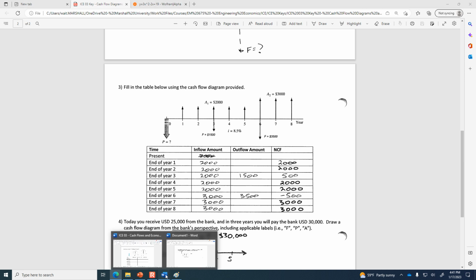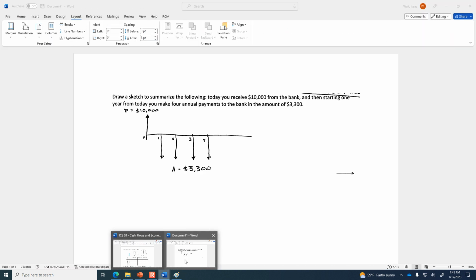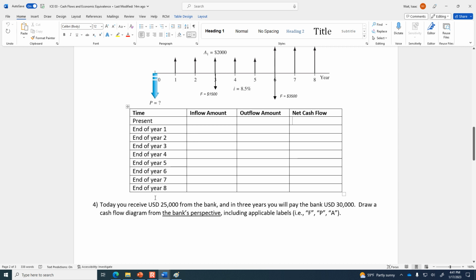All right, and then problem 4 was, today you get $25,000 from the bank, and in 3 years you're going to pay the bank $30,000. Draw the cash flow diagram from the bank's perspective. So this is almost a trick problem because it starts off talking about you, but then it turns things around, it says draw it from the bank's perspective.